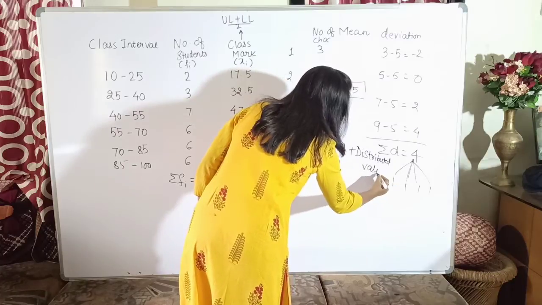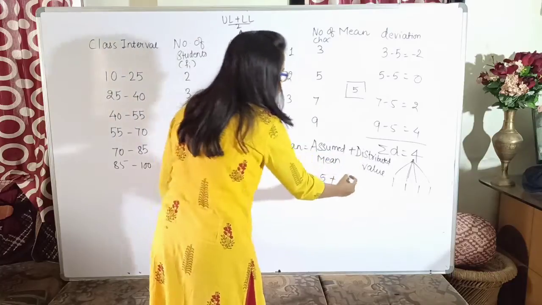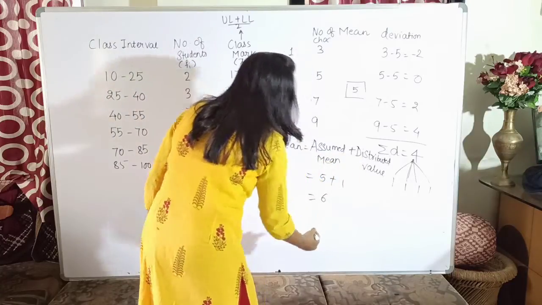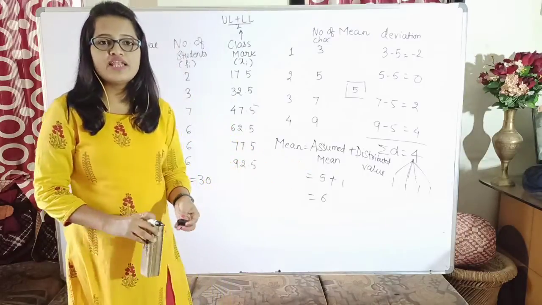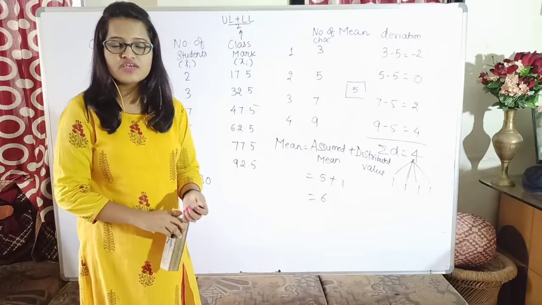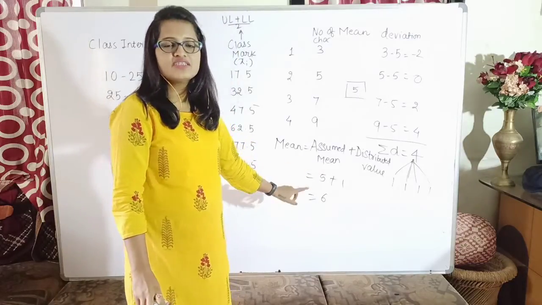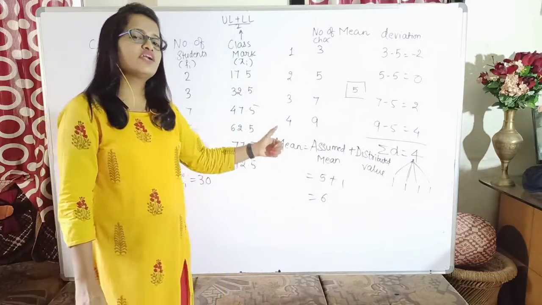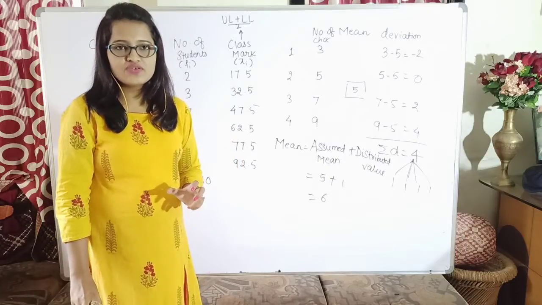Okay, so my assumed mean was 5, whereas my distributed value was 1. So I am getting 6. As you can see, even though I assumed a value as the mean which was not the correct value, after the calculation I am still getting the same mean which I had found by my actual average calculation.